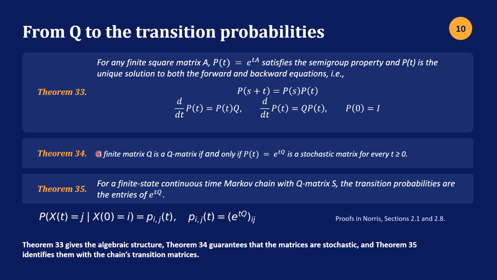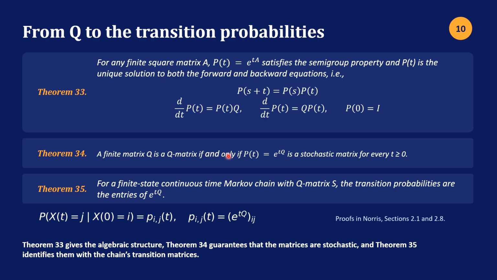Then we become more specific to our problem at hand, our area of concern in terms of continuous Markov chains. Q is a Q matrix, as we've defined at the beginning of this lesson, if and only if P of t equals e to the tQ is a stochastic matrix for every t greater than or equal to 0. So stochastic means the rows sum to 0.